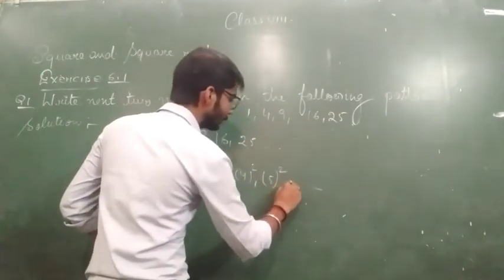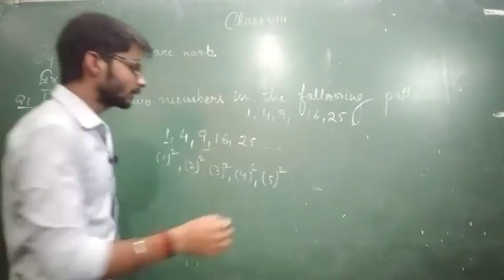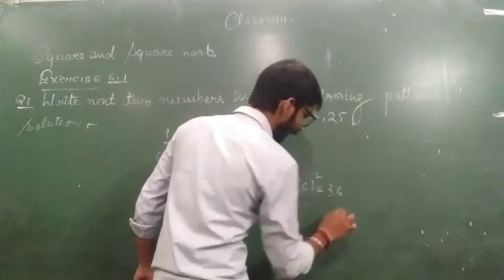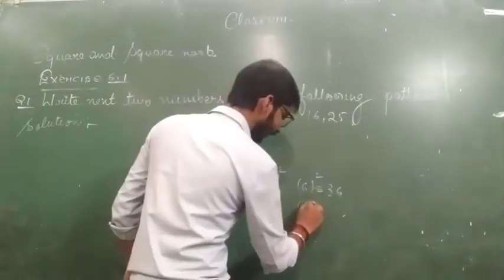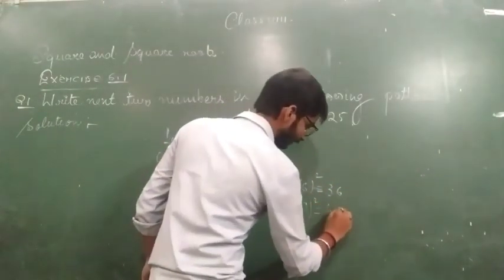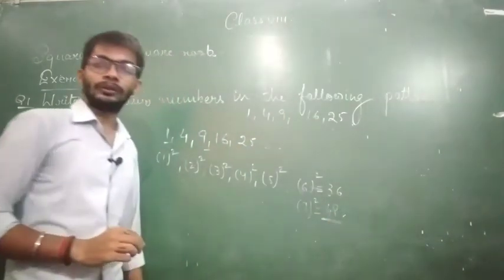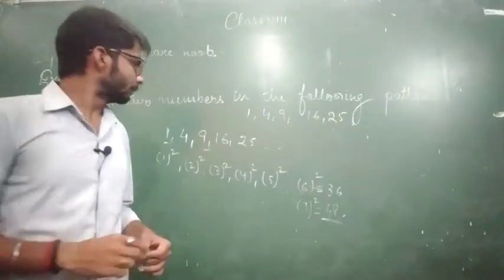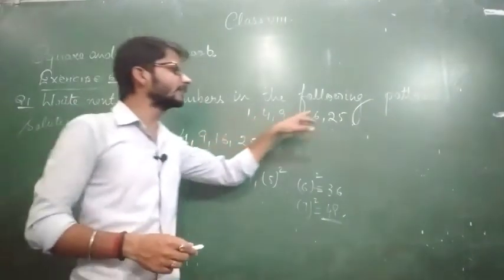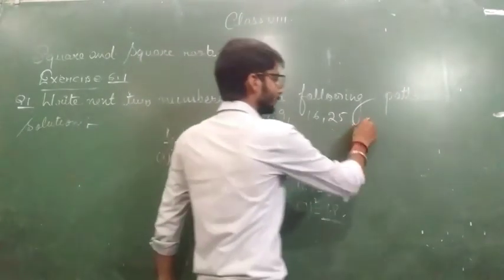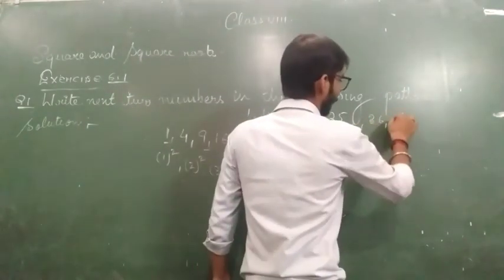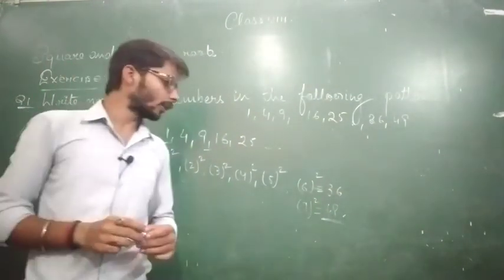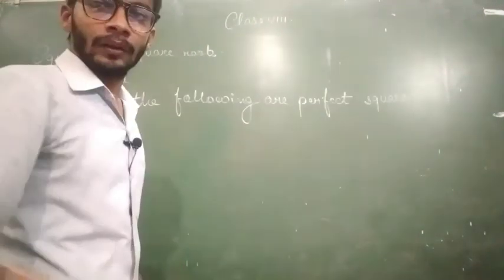So in this pattern we will get the next number, the square of 6, which is 36, and again the next number, the square of 7, which is 49, since 7 sevens are 49. So 36 and 49 are the two numbers in the given pattern. So 1, 4, 9, 16, 25, then 36 and then 49. So these are the squares. Now come to the next question.